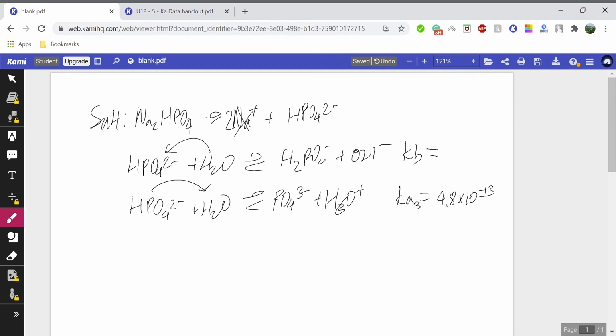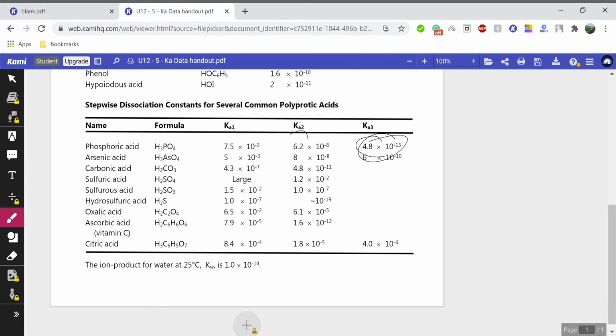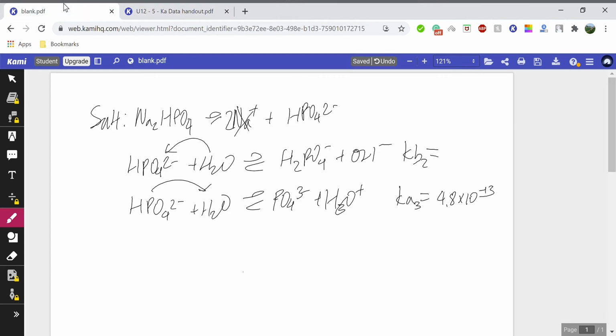For the other reaction we're dealing with HPO4 2- and H2PO4-, so we'll be doing Ka2 based off the products and reactants we have, and Kb2. The Ka2 is 6.2 times 10 to the negative 8th. Using the calculator, 1.0 e to the negative 14th divided by 6.2 e to the negative 8th gives us a Kb of 1.6 times 10 to the negative 7th.